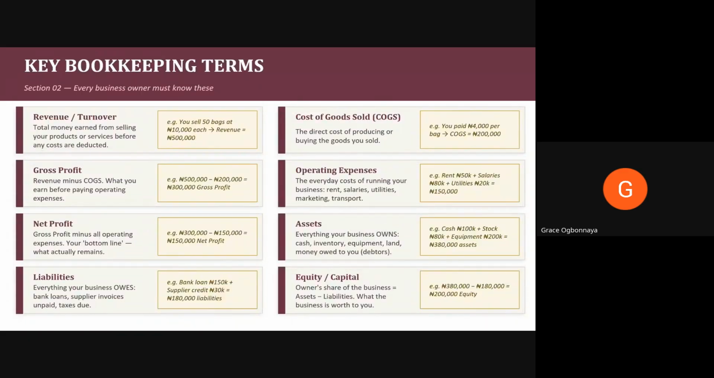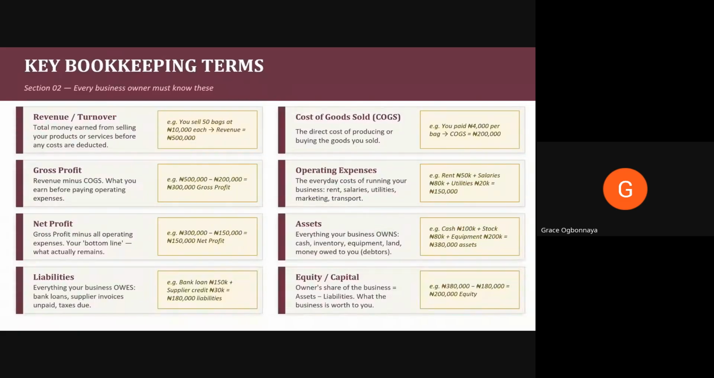Then we have another term that we need to understand, and that is gross profit. Gross profit is when, from that 500K revenue you have made, you remove the costs that you incurred to produce those bags. So maybe you bought leather, you bought zip, you bought button. Those are your cost of goods sold. Even paying the person that produced the bag is part of your cost of goods sold. Anything that helps in the production of the bag you are selling is the cost of goods sold. So when you minus that cost from the revenue you have made, what you have left is your gross profit.